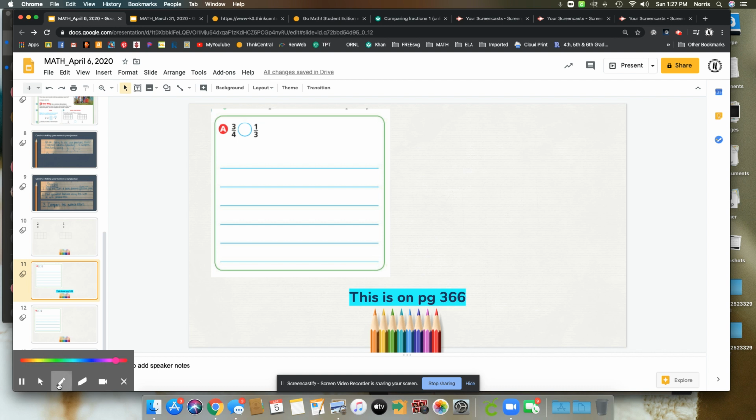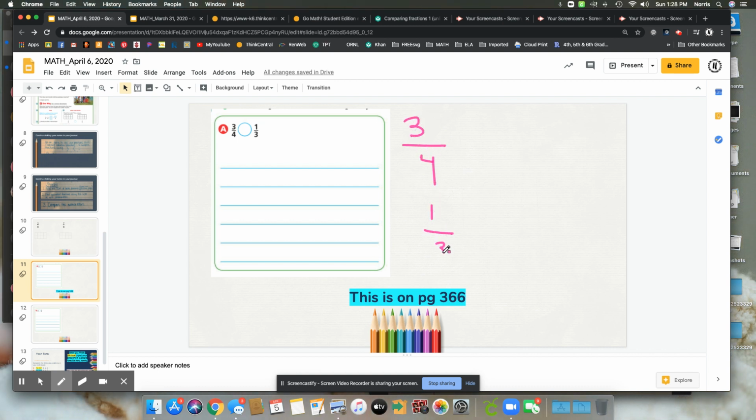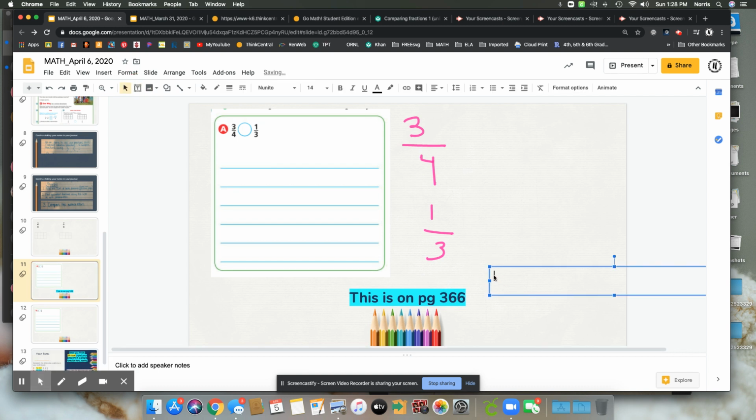Okay, so I'm going to solve this one for you just how I would want you to solve it in your book. Okay, so I'm going to take 3/4 and 1/3. Now, do 3/4 and 1/3 have the same denominator? No. So I am going to list the multiples, just like my steps say on the previous page in your journal. I'm going to list the multiples of 4 and the multiples of 3, and I'm going to find the LCM. So 4, 8, 12, 16, 20, 3, 6, 9, 12.